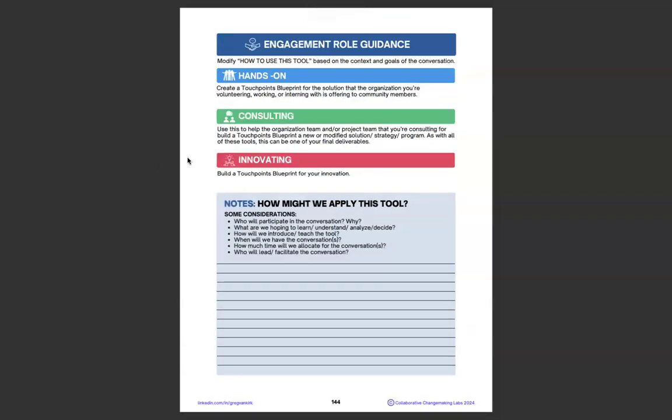With regards to engagement role guidance, so I've got this tool and now let's say I'm hands-on. What you might do is create a Touchpoints blueprint for the solution that the organization you're volunteering, working, or interning with is offering to community members. So how are they going about creating this? What is their Touchpoints strategy? Maybe you can help illuminate a few things by asking them questions and learning. If you're consulting, use this to help the organization team and your project team that you're consulting for build a Touchpoints blueprint for a new or modified solution, strategy, or program. As with all of these tools, this can be one of your final deliverables. And if you're innovating, build a Touchpoints blueprint for your innovation, of course.